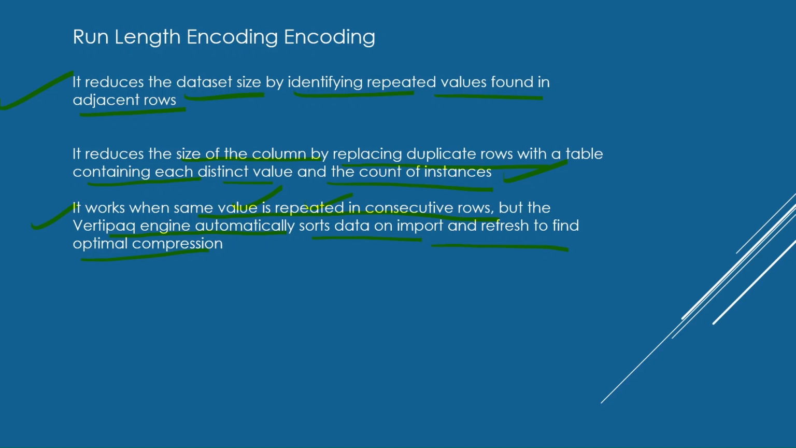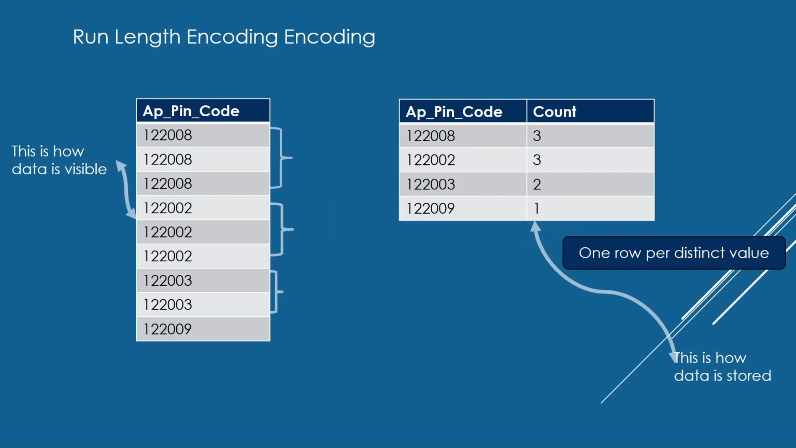When the sorting of the data is done, the duplicate values will be present in consecutive rows. And when Power BI figures out that this column has a lot of duplicate values in consecutive rows, it applies the run length encoding function. Let's discuss how it is stored with a very simple example.